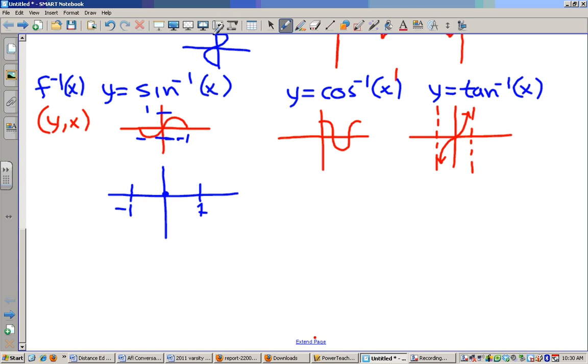So anyway, the point is that we can't draw the entire graph. We can't draw this whole thing. So what we do is we just draw it from here to here. So it goes like this. It's just this part.